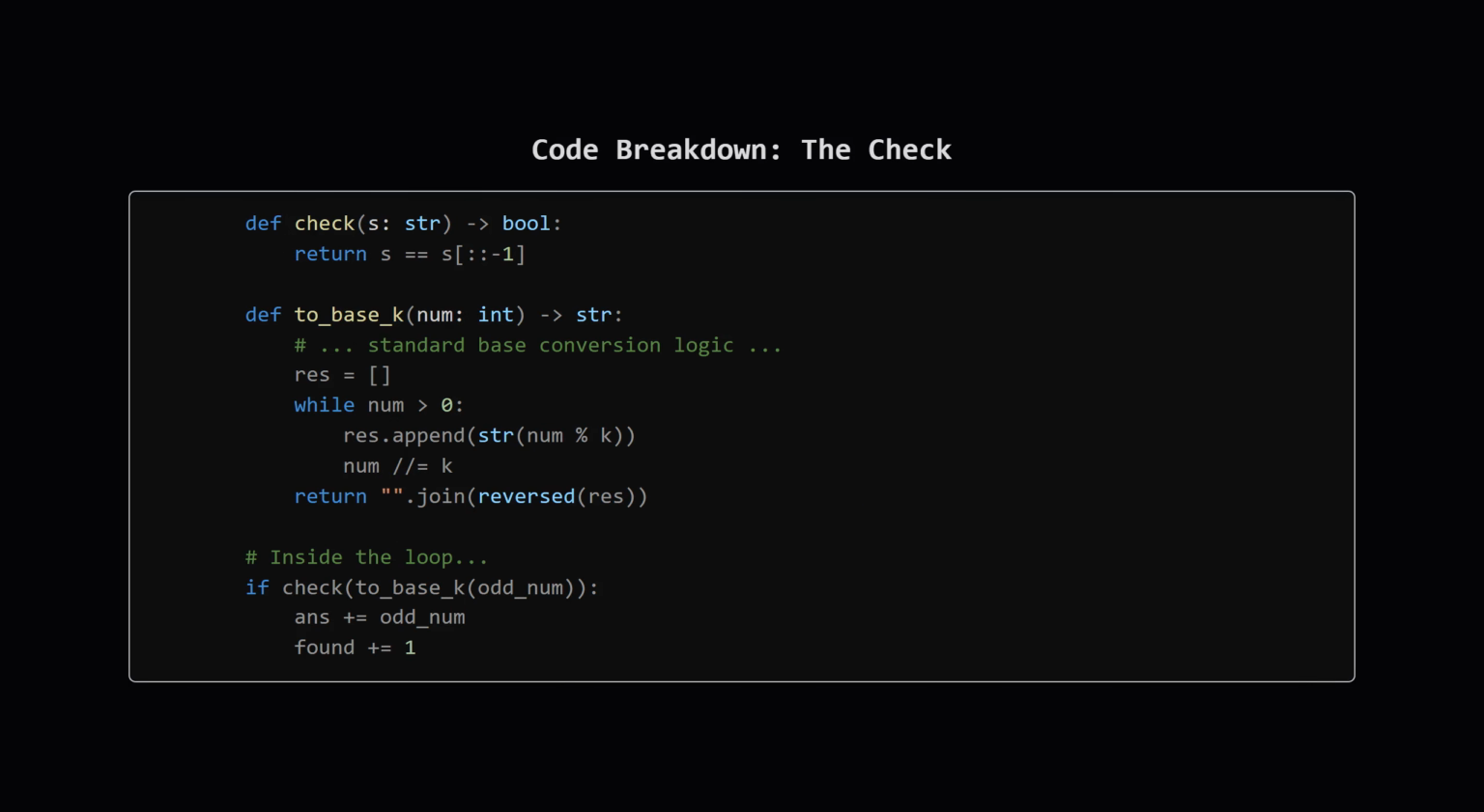So once we have a palindrome like our odd length number, what do we do? We have to run it through our second test. We have a little helper function, let's call it to base k, that takes our number and converts it into the target base, k. This is a standard algorithm. You just keep taking the number modulo k to get the last digit, then divide by k and repeat until the number is 0. After we get the string in the new base, we pass it to another simple helper, check, which just sees if the string is equal to its reverse. If it is, bingo, we've found a k-mirror number. We add it to our running total and increase our counter of numbers found.